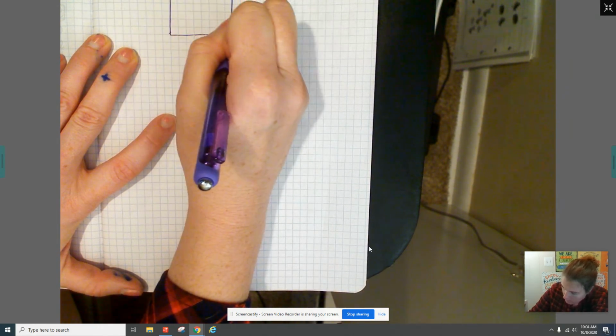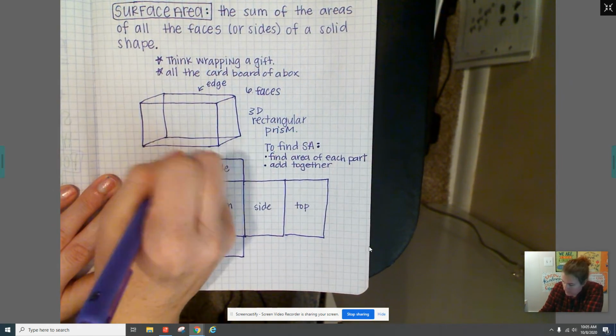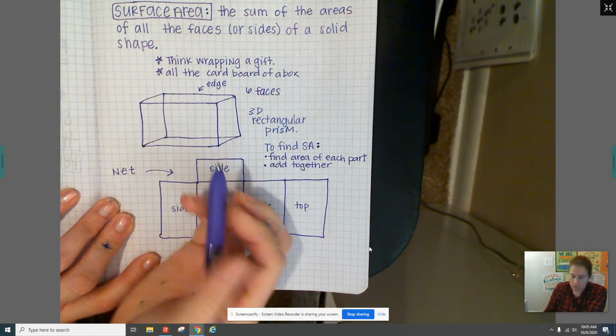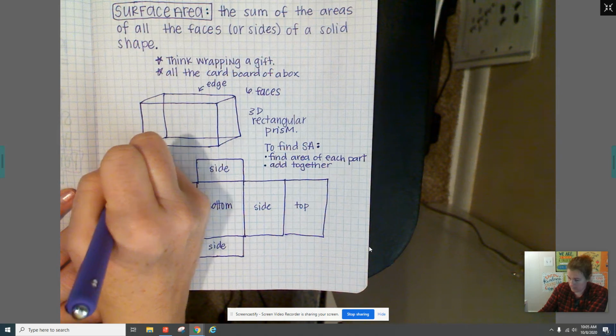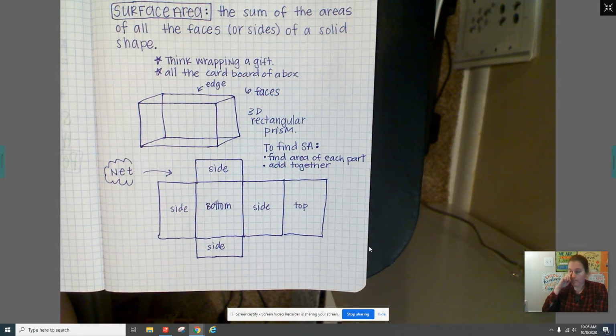Oh, I want to go back and do one more thing. I'm sorry, I meant to do that before. I want to make sure we recognize this is what I mean when I say net. Okay, that's really important. When I say net of a shape, I mean the shape that's been folded flat. Like I've taken a shape and I've cut all the edges and I've laid it all flat.